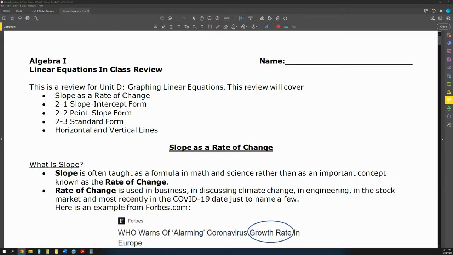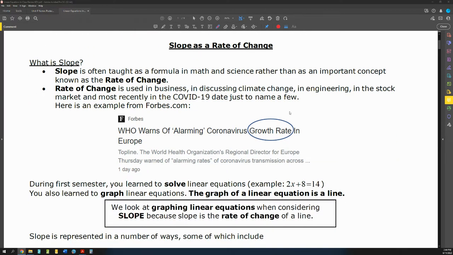Hi everyone. Today we're going to be reviewing linear equations. Before we jump into systems of linear equations, I wanted to do a quick review of each of the forms of linear equations. This review is going to cover slope as a rate of change, slope-intercept form, point-slope form, standard form, and horizontal and vertical lines. Let's begin with slope as a rate of change.